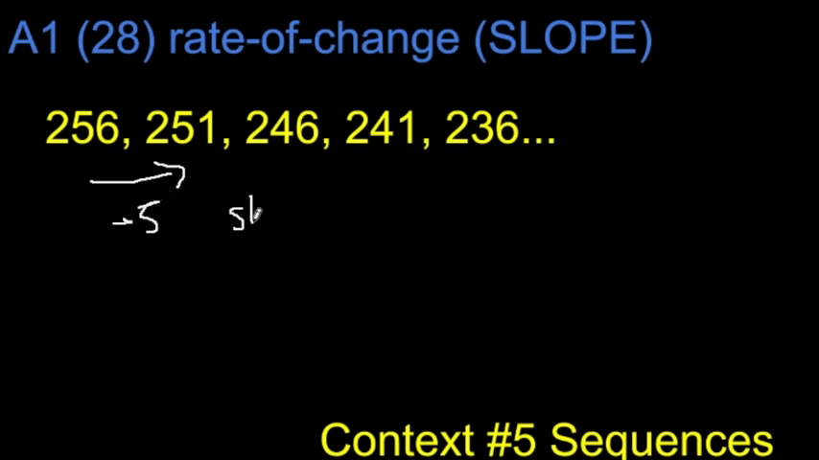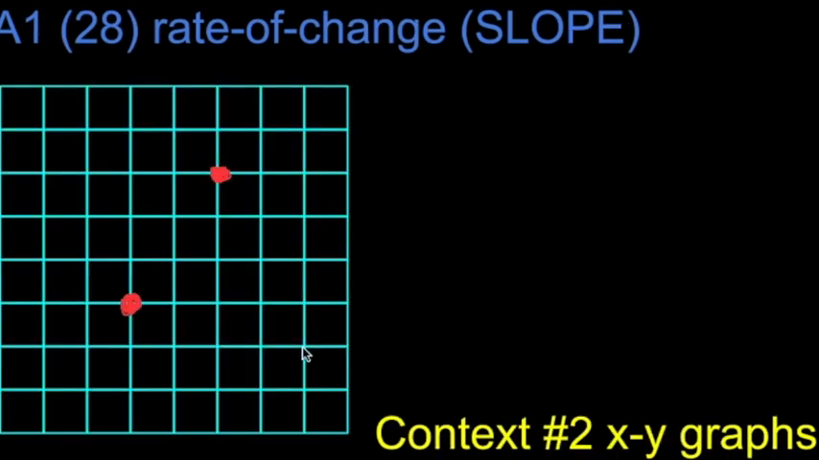Counting down by 5s, that's the slope. Forward 2, up 3, that's our slope.